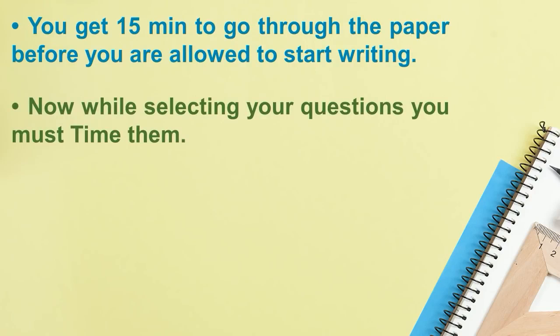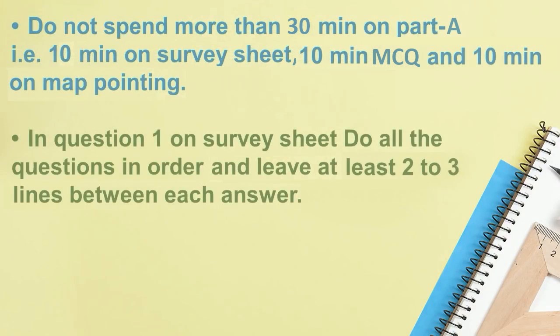Now, while selecting your questions, you must time them. That is, do not spend more than 30 minutes on part A, that is 10 minutes on survey sheet, 10 minutes on MCQ and 10 minutes on map pointing. In question 1 on survey sheet, do all the questions in order and leave at least 2 to 3 lines between each answer.